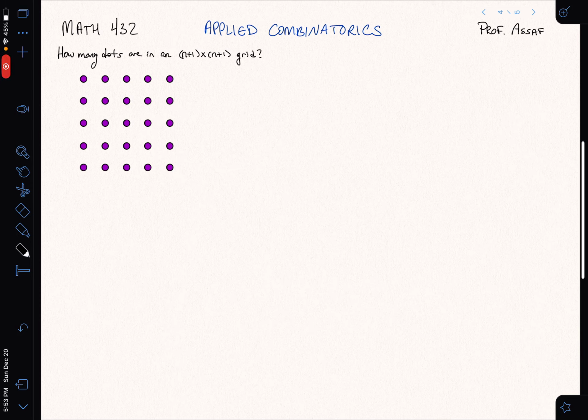I'm Professor Asaph. Today we're going to be talking about how to count things in two ways. So a formula is really just a way of counting. And so an equation or an identity is two ways of counting.